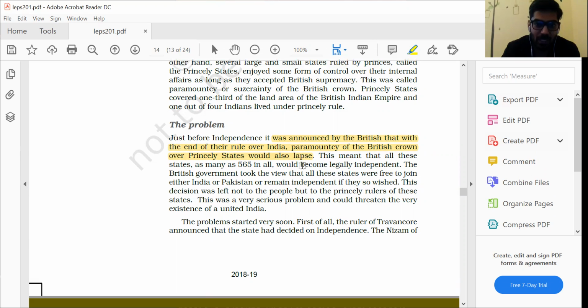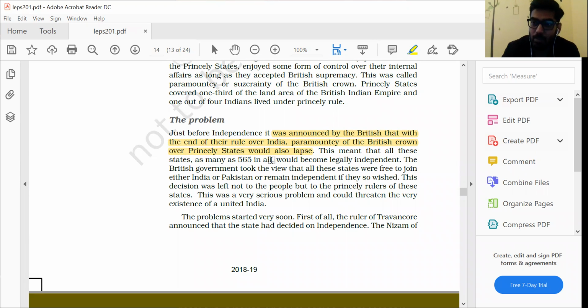So this means all these states, how many states were there? 565 states would become legally independent. The British government took the view that all these states were free to join either India or Pakistan or remain independent if they wished. The decision was left to them. Now that was a serious problem for India. Now, how do you make India if all of them become independent?